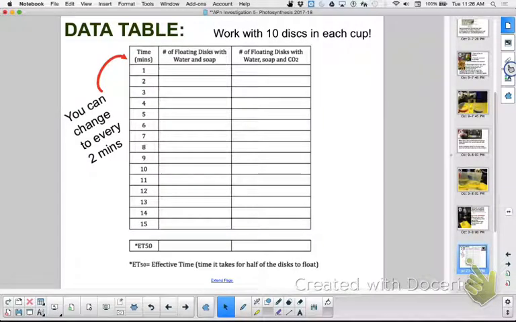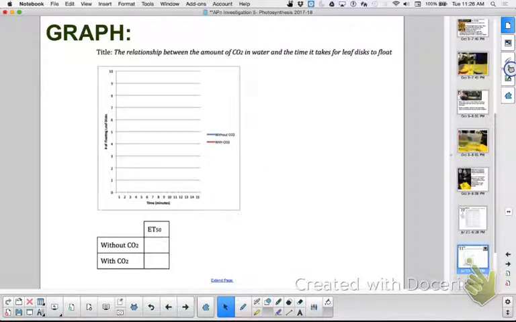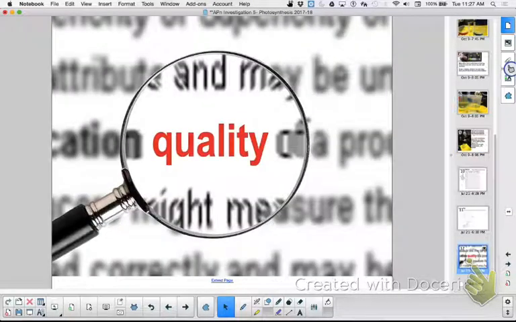You're going to do your data table and time. When you go to graph this, you're going to graph your minutes right here on your x-axis, and then number of floating leaf disks. ET50, what is the ET50? That's the time at which what? Half of them floated, okay? And then you want to have quality work, which I'll be talking about as I see your setups.